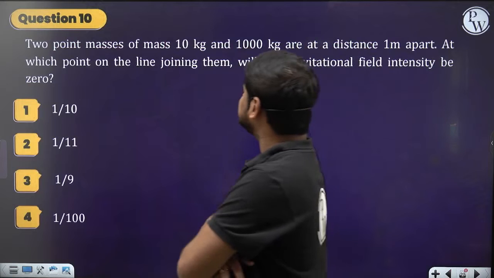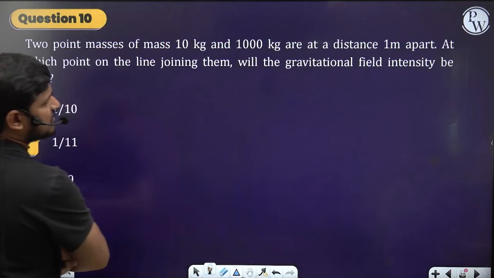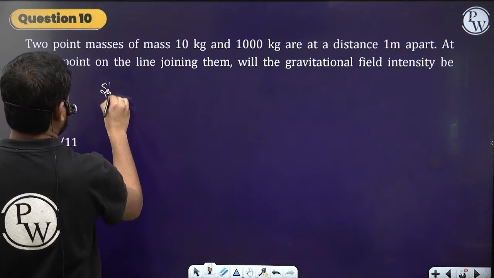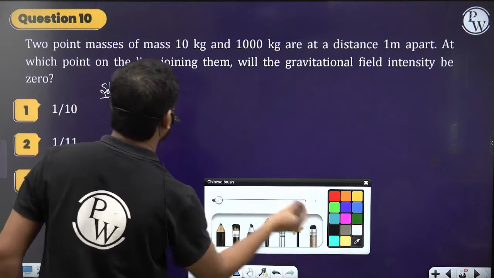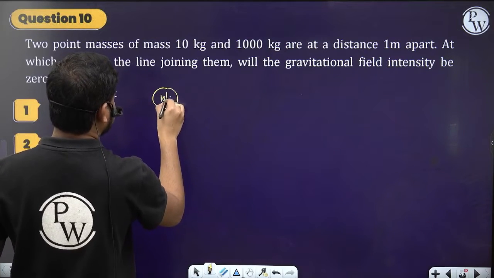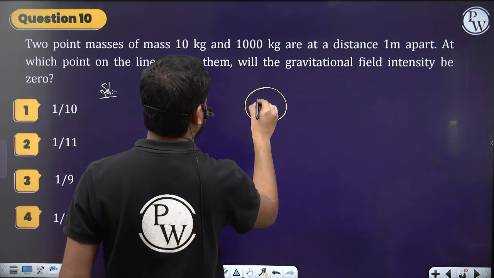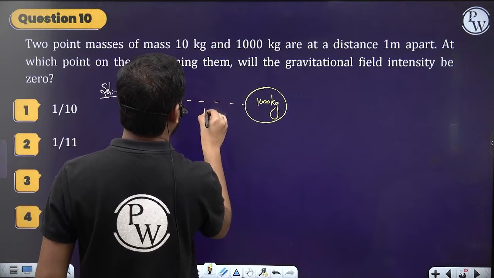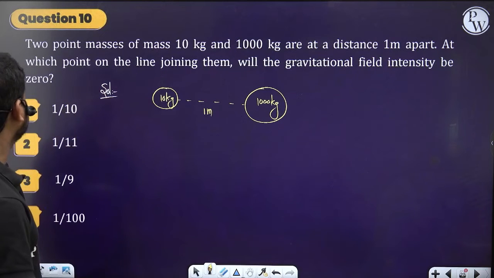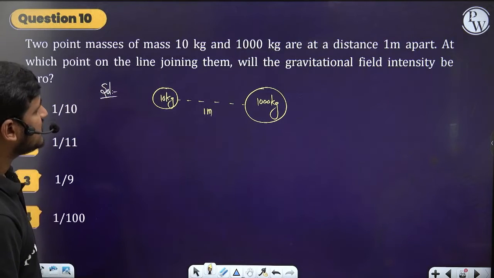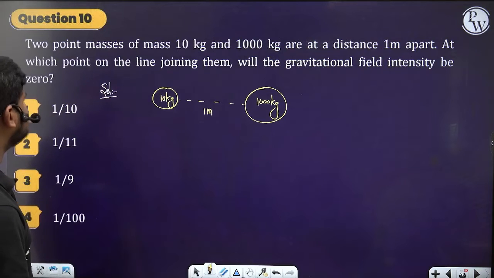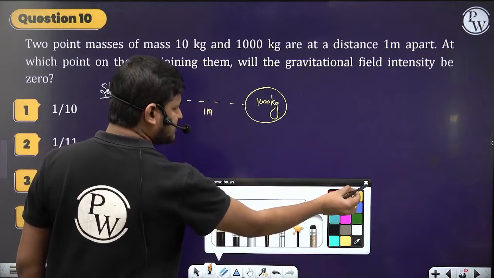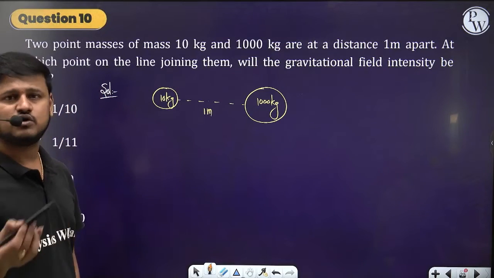Two point masses, 10 kg and 1000 kg, are placed at a distance 1 meter apart. So there are two masses. Let me take another color. One is 10 kg, the other one is the 1000 kg. They are placed at a distance 1 meter apart. At which point on the line joining them will the gravitational field intensity be 0? We don't know at which point. First let's do it by the standard procedure, then we'll go for the shortcut.